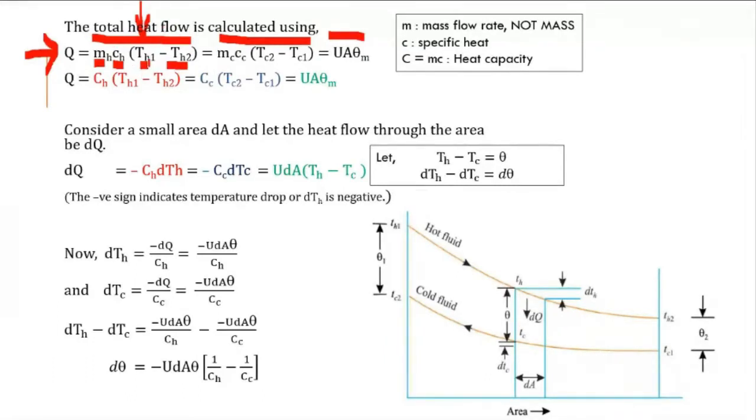This delta T should be taken such that it is positive, so we are doing higher temperature minus lower temperature. TH1 was the higher temperature, TH2 is the lower temperature. So mc times TH1 minus TH2. The product mH cH is given as capital CH. Small c is called specific heat and capital C is called heat capacity. This was discussed in the previous derivation as well. Any doubt in this part?